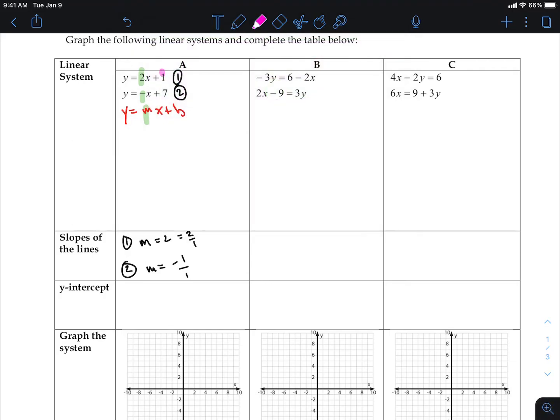Now, what are the b values? So the initial value, where the graph's starting. The y-intercepts. In the first one, what's the b value? Look, where does the graph start? Just at 1, in the first one. And in the second one, we're going to start at 7. It's the number on the end.